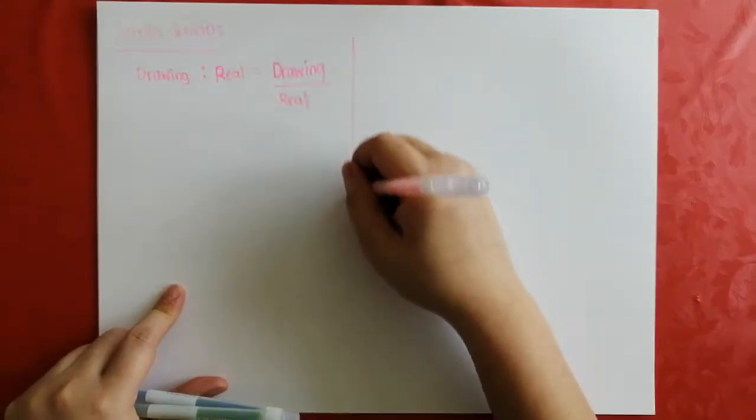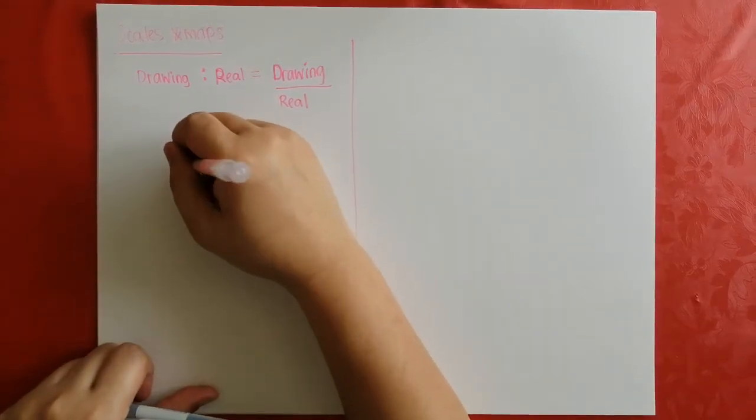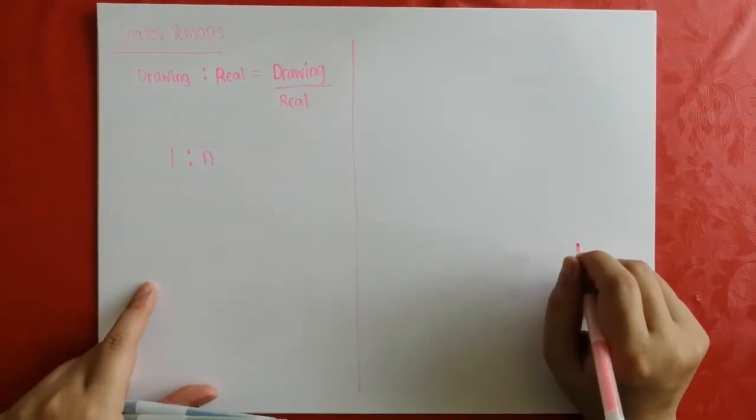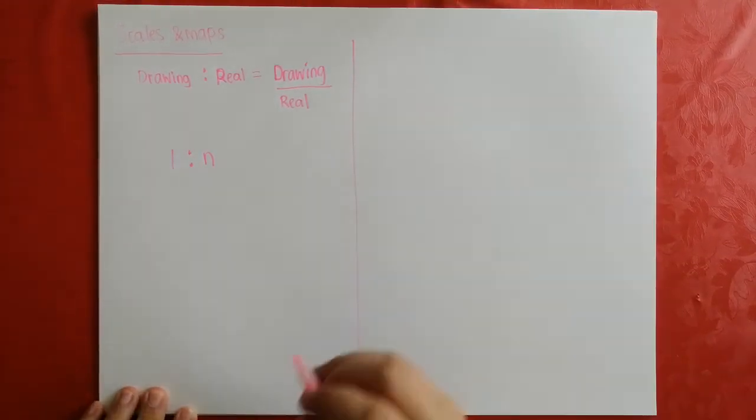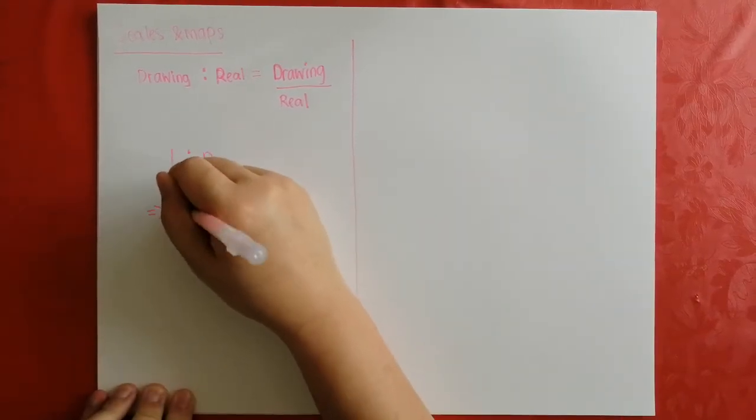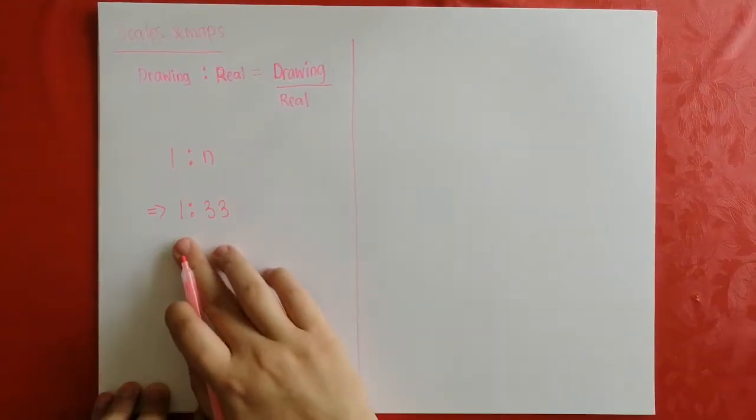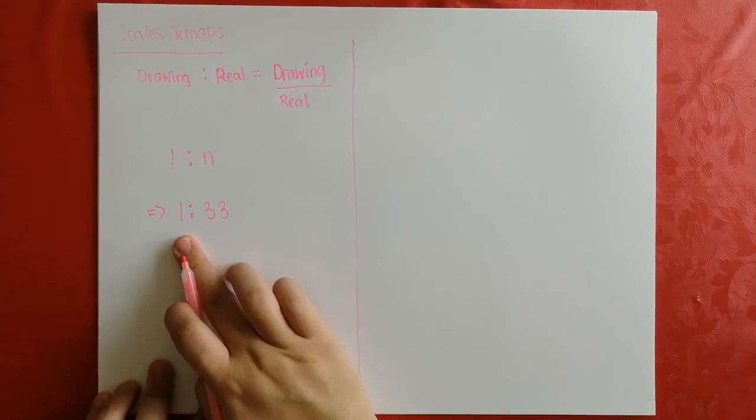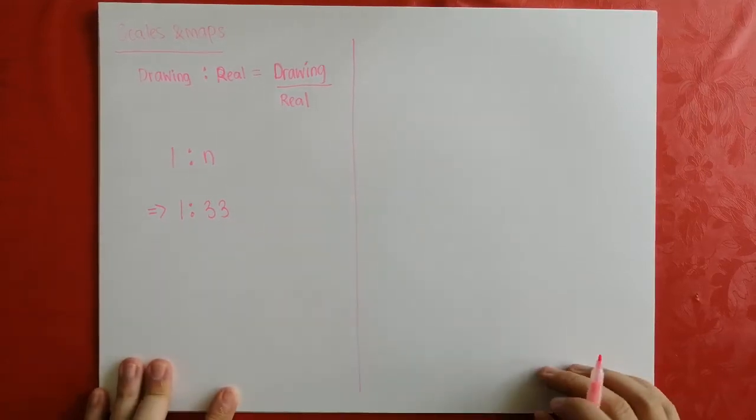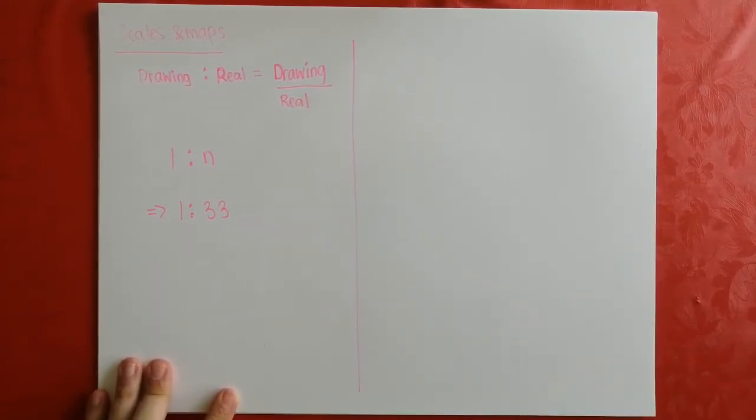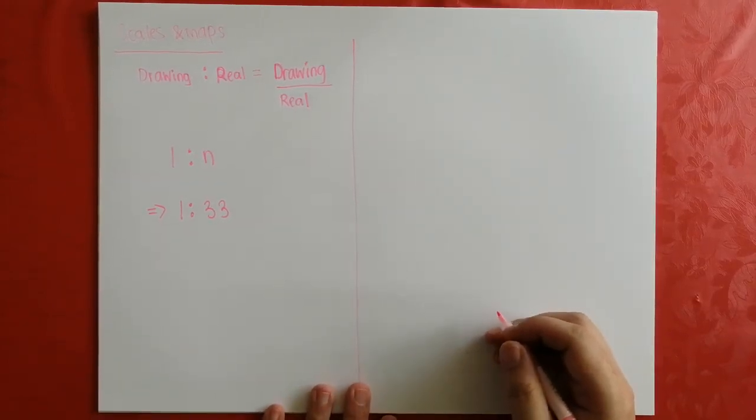So what does this actually mean? If we have 1:n, usually written in that form, in simplest form, n is an integer. For example, if we have 1:33, it means 1 is on the drawing, the model, or the map. So in real life, the real length will be 33 times bigger or longer. Then we have the two bullet points highlighted in your notes.